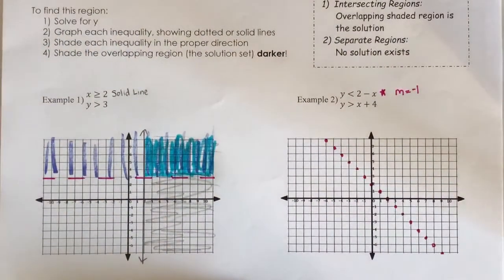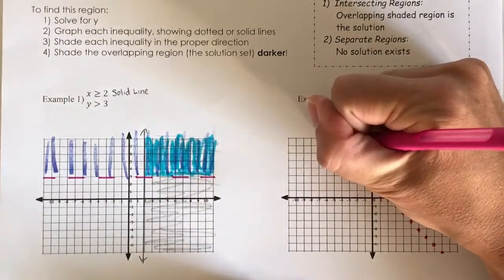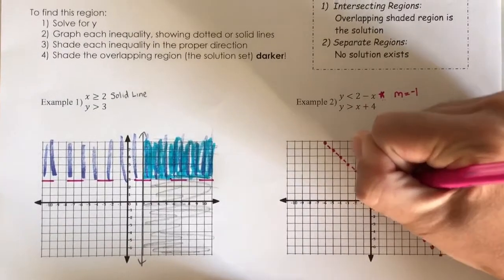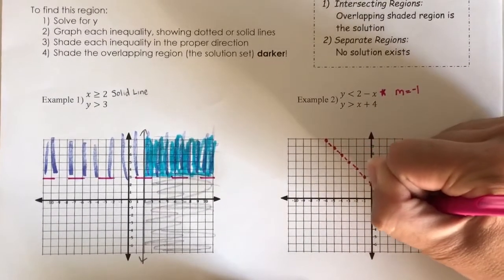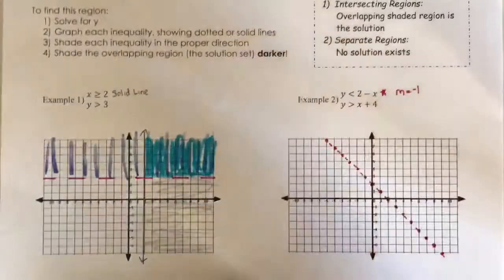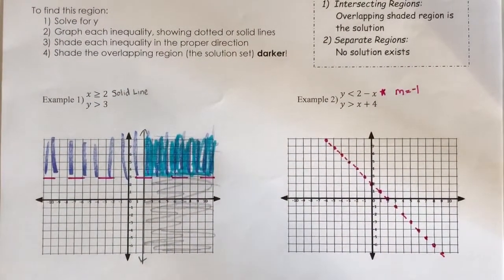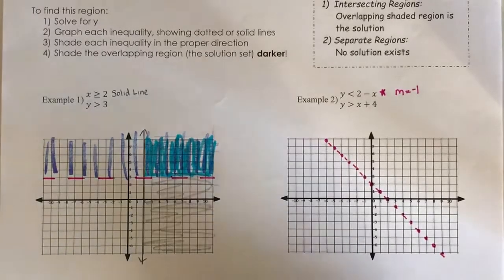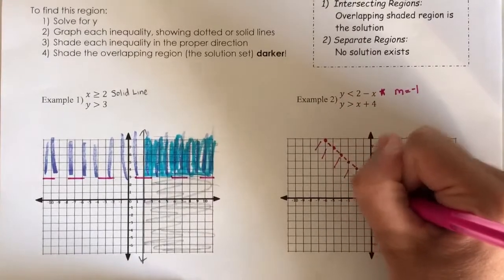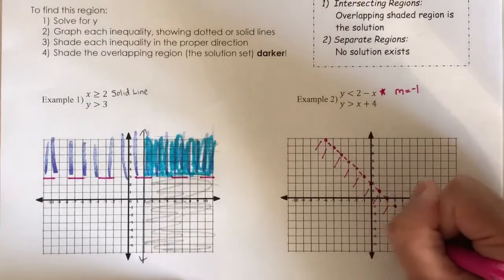And because it's a less than symbol, this has to be a dashed line, which means the line is not part of the solution. So if a point falls on that line, it's not going to be included in the solution. Now, which way do I shade? It's a less than symbol, so I need to shade below the line. Less is below.